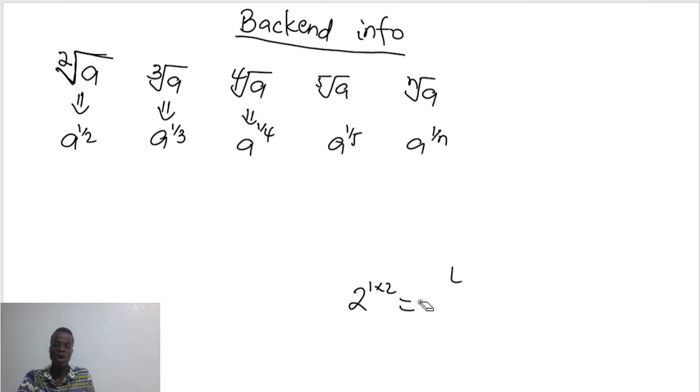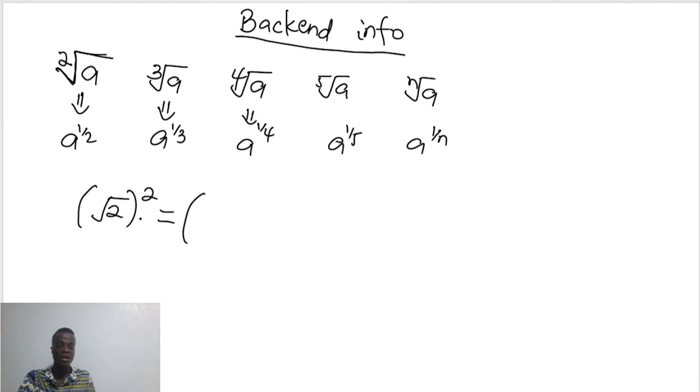Now, why is this important? Why are we learning this? And why are we talking about this at this level? We have something like square root of 2 to the power 2, all this to the power 2. So what is happening is that the thing in the bracket can also be written as 2 to the power half because of the square root, right?